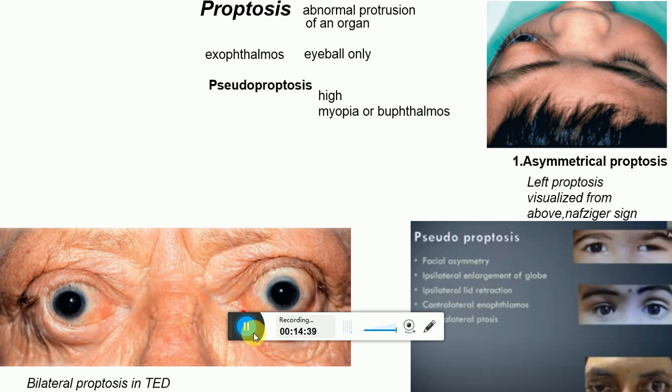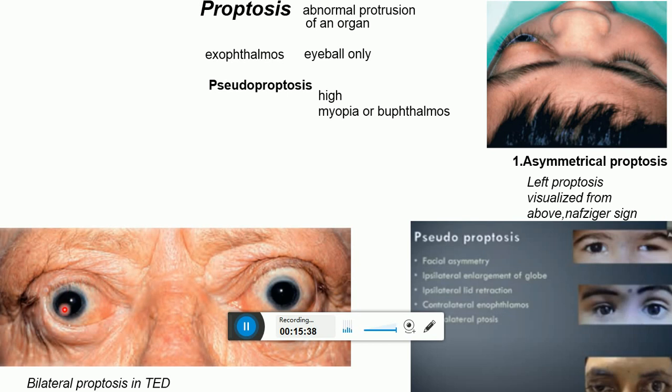Asymmetrical proptosis. Here you can see asymmetrical proptosis. It is readily detected by looking down at the patient from above and behind. There is left eye proptosis visualized from above. This sign is known as Pfeiffer sign. Pseudoproptosis is a false impression of proptosis. It may be due to facial asymmetry. It may be due to enlargement of the globe, for example in high myopia or buphthalmos. It may be due to lid retraction, or it may be due to contralateral enophthalmos.